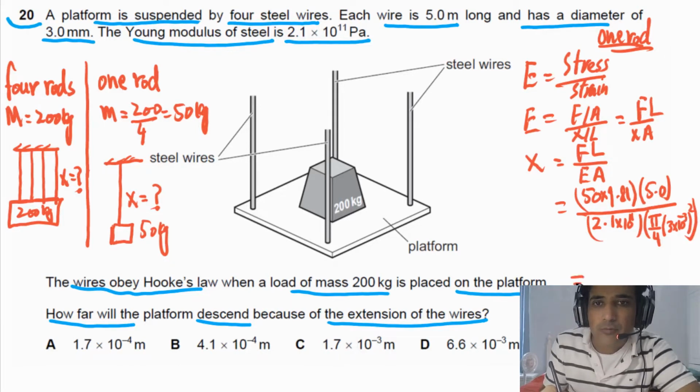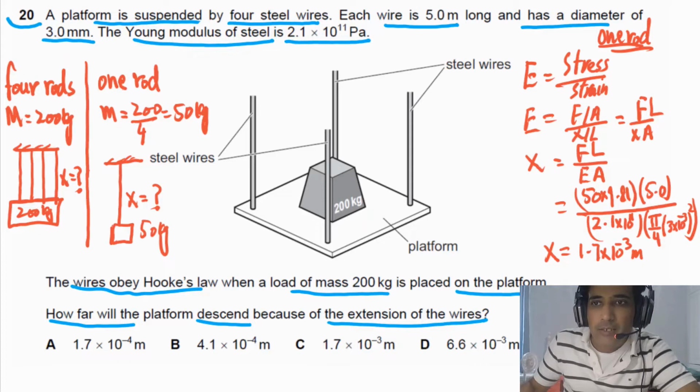If we solve this one, we can find the value of x. x in this case will be equal to 1.7 times 10 to the negative 3 meters. So this is the value of extension. So this is how we can calculate the value of extension.